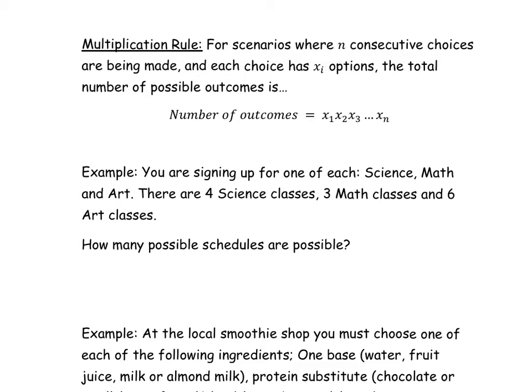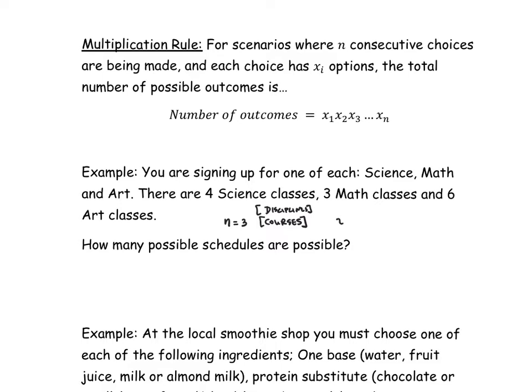For example, you are signing up for one of each of the following courses: science, math, and art. There are 4 science classes, 3 math classes, and 6 art classes. How many possible schedules are possible? I got a little happy there with the word possible. So in this case, n is going to be equal to 3. There are 3 different courses that we're choosing from, or course disciplines, I guess you could say.